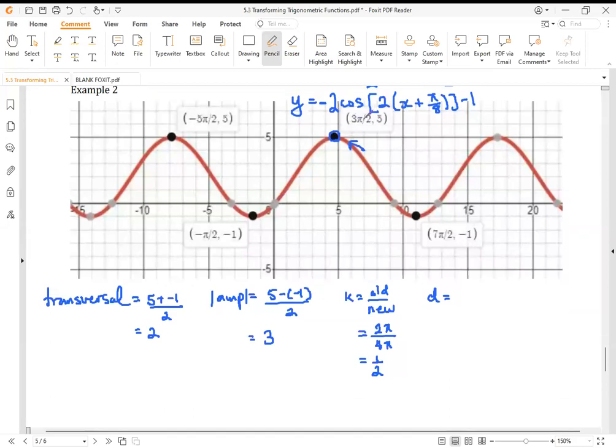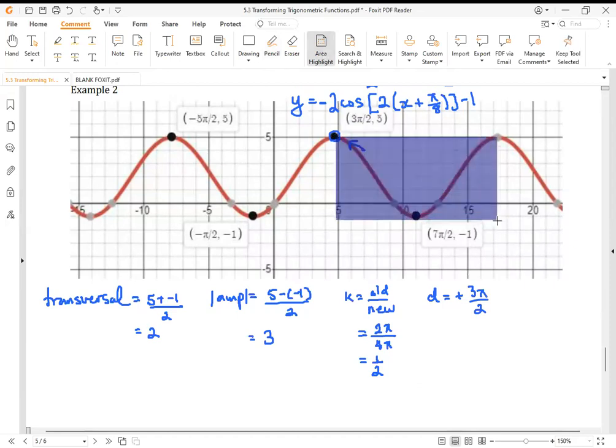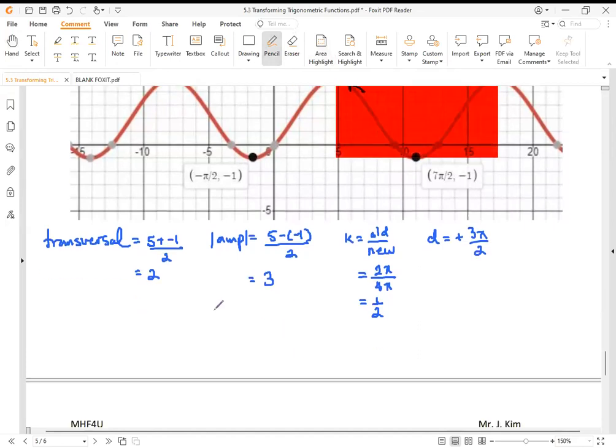Okay? So here, the point is given, my shift is a positive 3 pi over 2. And since this is cosine, I can pretend that there is no vertical reflection. Here we go. My equation would be y equals positive 3 cosine of, k value of half, x minus 3 pi over 2, plus 2.